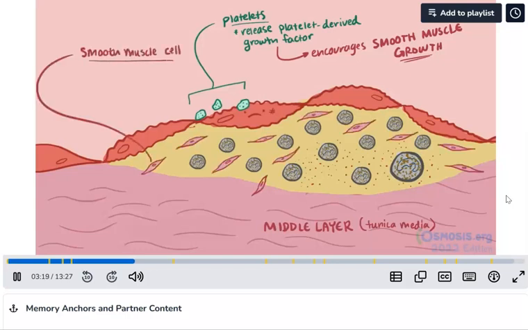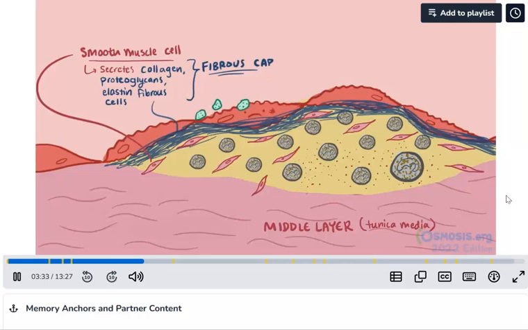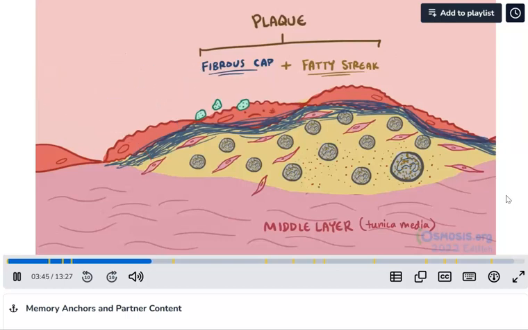they multiply. The growing smooth muscle secretes collagen, proteoglycans, and elastin, fibrous cells that help form a wall around the fatty streak, preventing blood clotting. And we call this extracellular matrix wall a fibrous cap, and together both the fatty streak and the surrounding fibrous cap is called plaque. The presence of fatty streaks causes the underlying smooth muscle in the blood vessel wall to also start depositing calcium into the plaque, creating crystals.